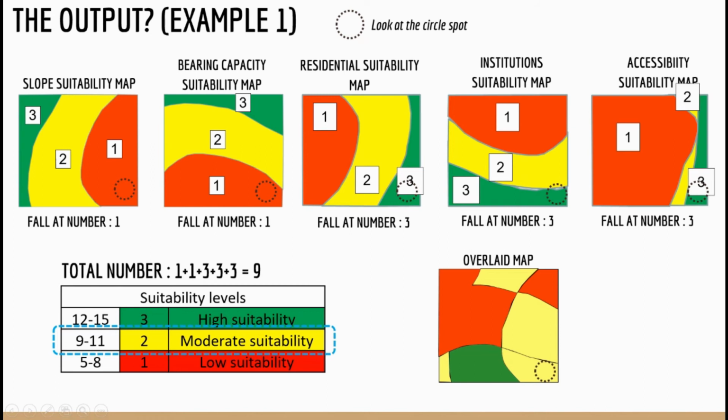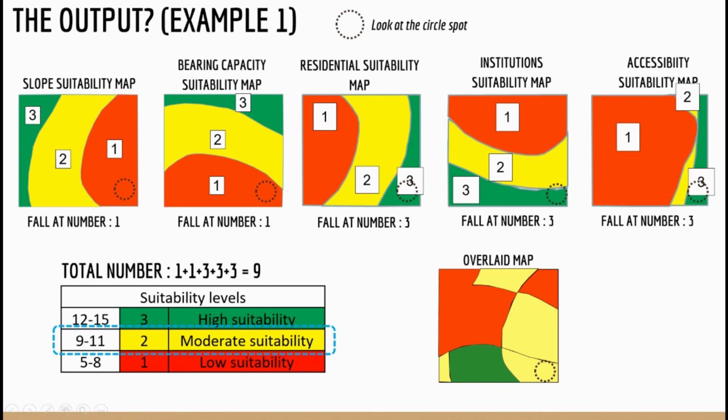For bearing capacity, it also falls at number 1. The residential suitability map falls at number 3. For institutional, it falls under number 3. And for the accessibility map, it falls at number 3. So the total number, the summation, because we overlay, it will add slope, plus bearing, plus residential, plus institution, plus accessibility. So 1 plus 1 plus 3 plus 3 plus 3 equals 9.